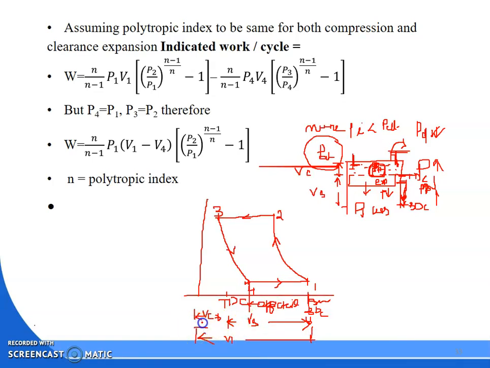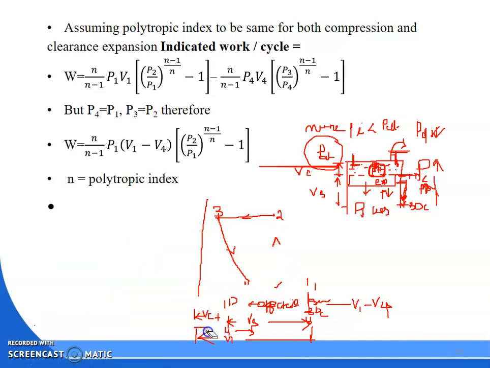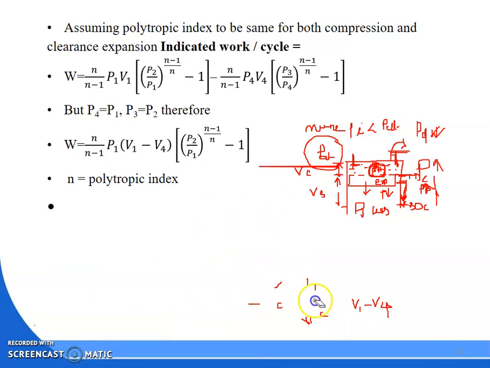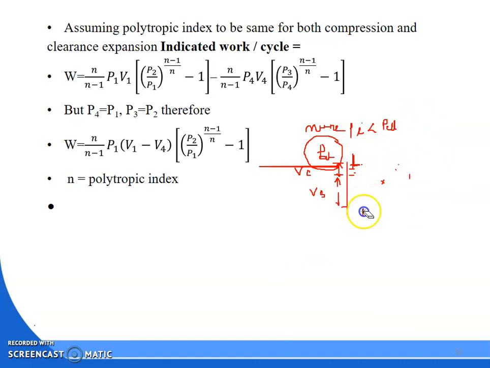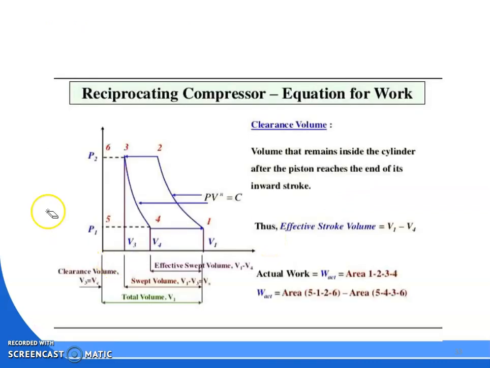Here to here the volume is V4. So the effective swept volume is V1 minus V4. Is that clear? So next we will discuss that diagram, the concept when you are considering the clearance volume.